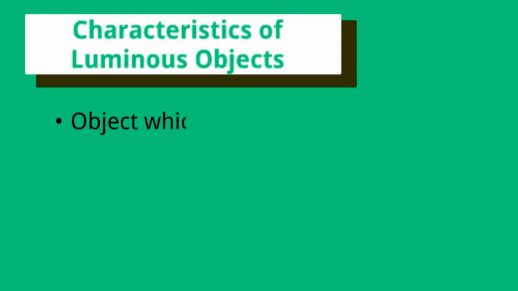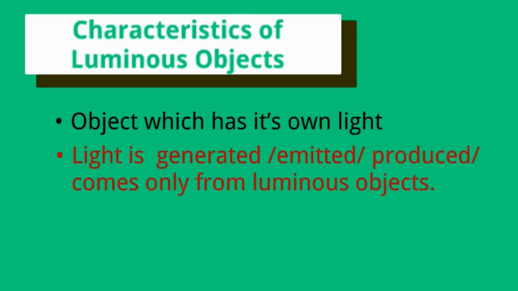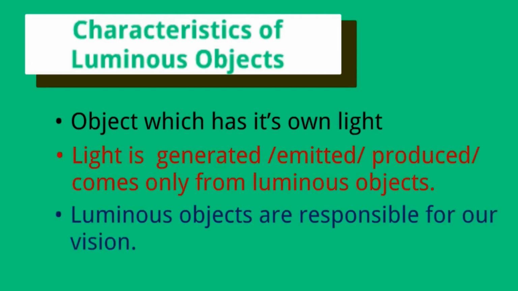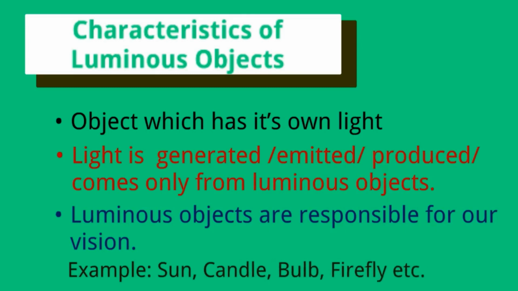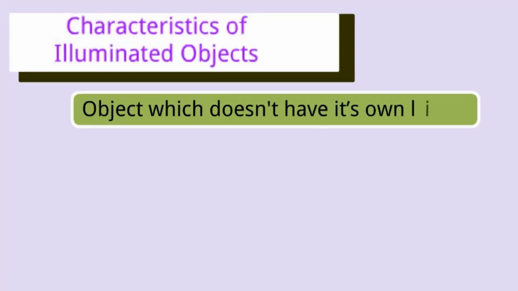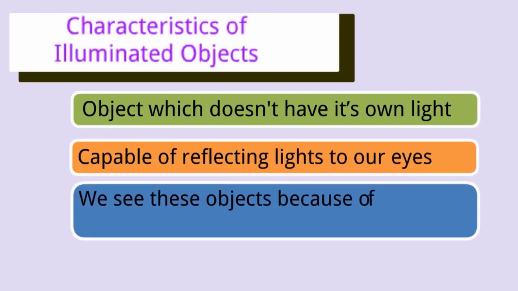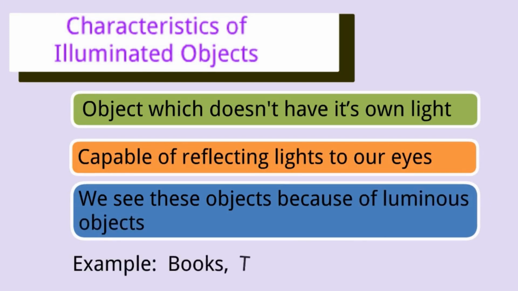Now, characteristics of luminous objects. An object which has its own light. Light is generated, emitted, or produced only by luminous objects. Luminous objects are responsible for our vision. Examples, we have already discussed: sun, candle, bulb, firefly, etc. And characteristics of illuminated objects: an object which doesn't have its own light, capable of reflecting light to our eyes. We see these objects because of luminous objects only. Examples: books, pens, trees, pencils, etc.